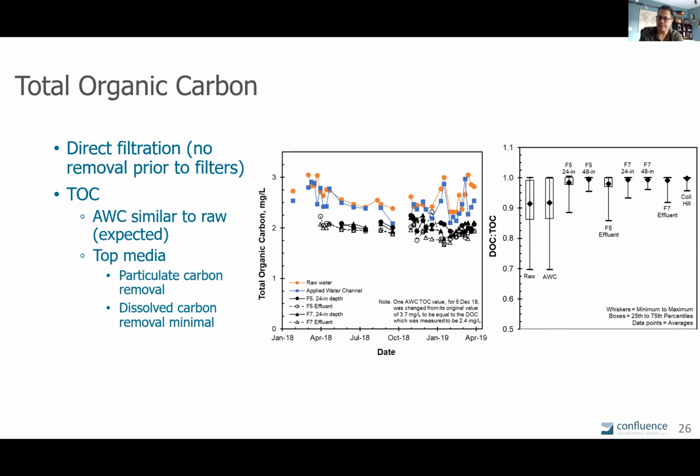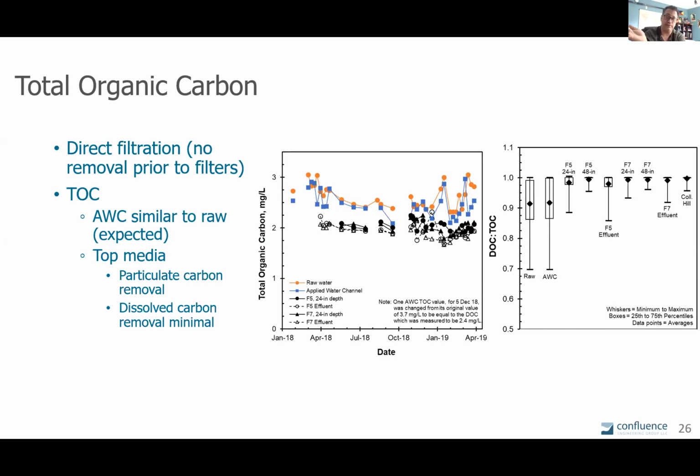The DOC to TOC ratio, so how much of the total TOC is actually DOC. Before filtration, you'll see it's roughly 90%, but it ranges between 70 to 100% of the TOC that is actually DOC. And on the right-hand side, once you go through filtration, it's mostly all DOC. It goes up to 95, 98% of the TOC is DOC. So it's almost all dissolved organics, which makes sense.